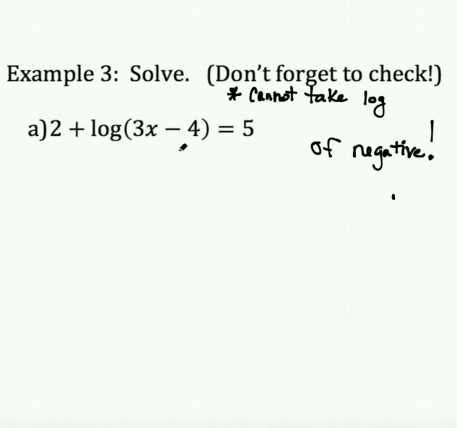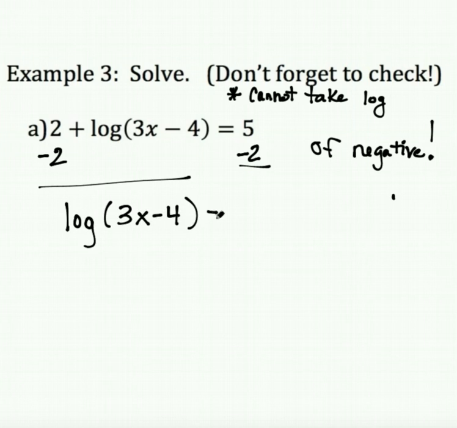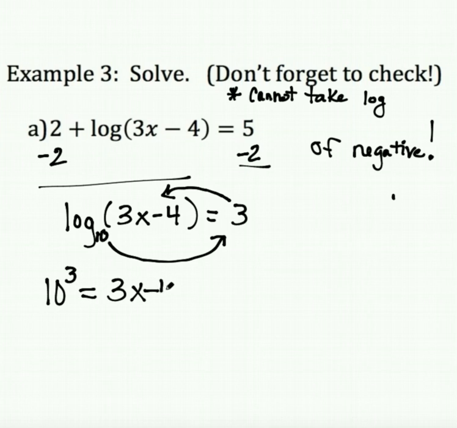I'm trying to get x by itself, so I need to move everything else to the right-hand side. So the first thing I'm going to do is subtract 2. So that leaves me with log of 3x minus 4 is equal to 3. Now I know if no base is written, that means the base is 10. So this goes back to what we were doing in section 4.2. To solve this, I'm going to go ahead and do the loop. That's going to give me 10 to the third power is equal to 3x minus 4.